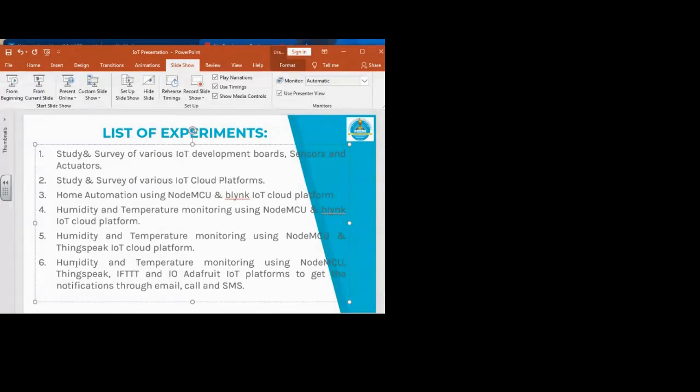If that temperature exceeds a certain level, that is a threshold level, I'll automatically get the information on my mobile phone, or by email, or by SMS, or by call, that there is a fire in this particular room, isn't it? So for getting the notifications, I'll be using IFTTT and Adafruit. These are the two cloud platforms. Got it, all of you?